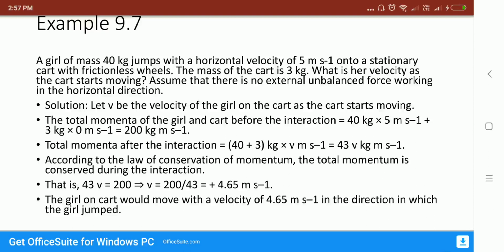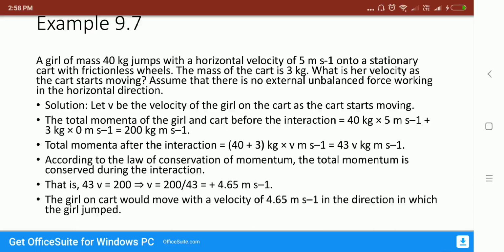V is the velocity of the girl on the cart as the cart starts to move, meaning final velocity. So total momentum of the girl and the cart before interaction is m_A u_A plus m_B u_B. That is the mass of the girl times horizontal velocity 5 meter per second, plus cart mass 3 kilogram and its initial velocity is 0. So total value 200 kilogram meter per second. Now after interaction, final momenta is 40 plus 3, total mass, into the V that we need to determine, the final velocity, that is 43V kilogram meter per second.